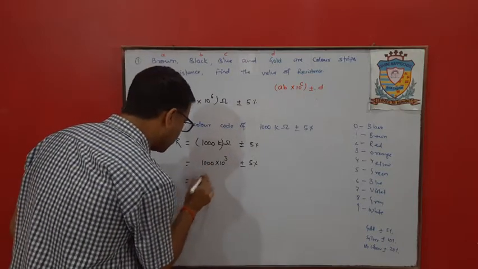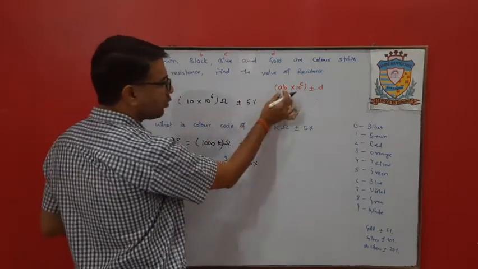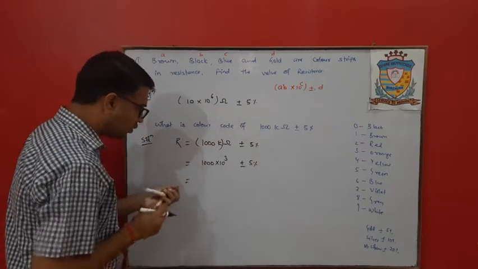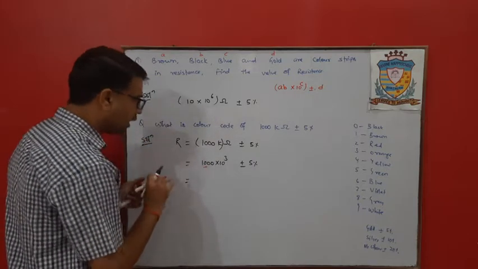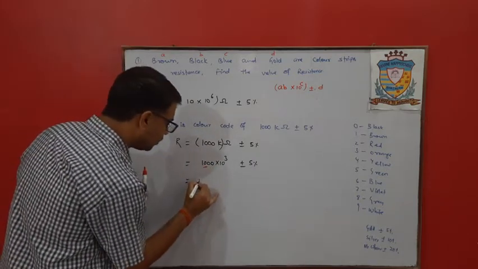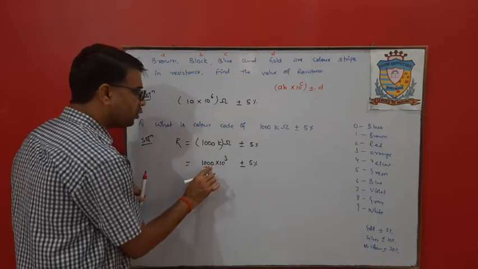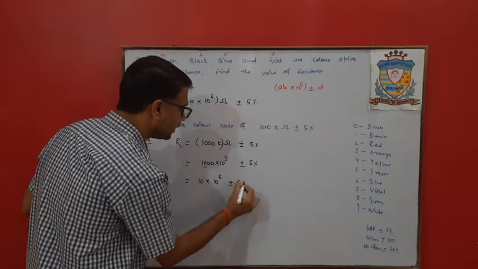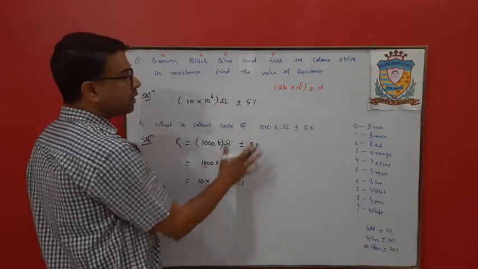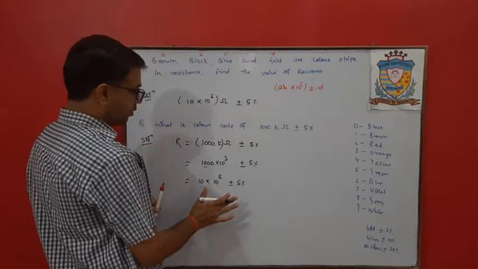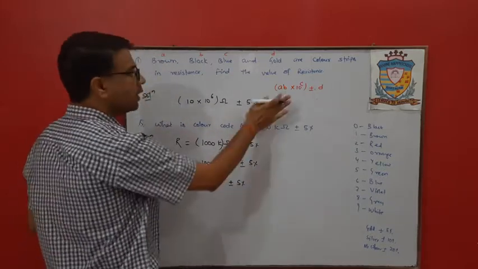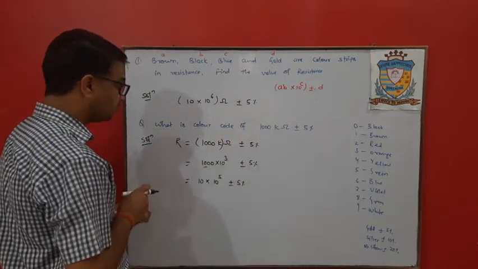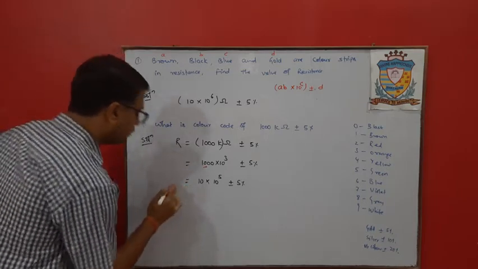If we solve it, how many digits are required for the first places? 2. So we keep these two numbers, 1 and 0, that is 10, and move the two zeros into the multiplier. So that is 10 into 10 to the power 2 plus 3, 10 to the power 5, and plus minus 5%. Now this is in standard form. From here we can find out the value. So first it is 1.